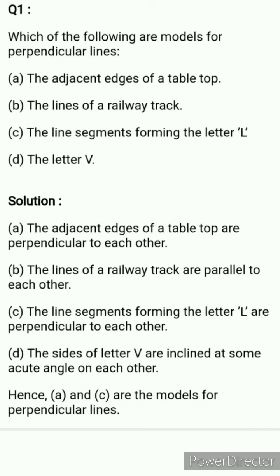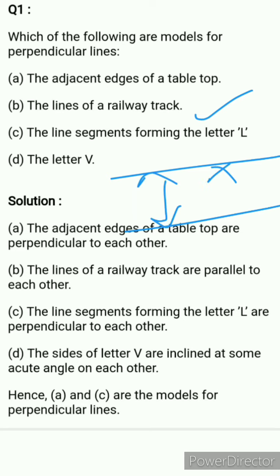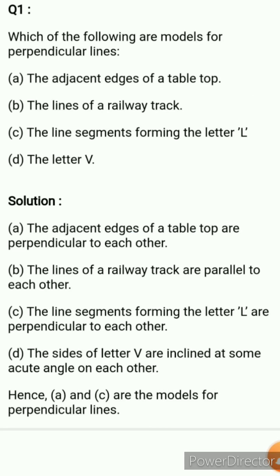Now come to the next part, the lines of a railway track. So the lines of a railway track look like that. The distance between both the lines is equal at each and every point. Clear? So that is your parallel lines. The lines of a railway track are parallel to each other. The lines of a railway track are always parallel to each other, and they continue at the same distance. Clear?